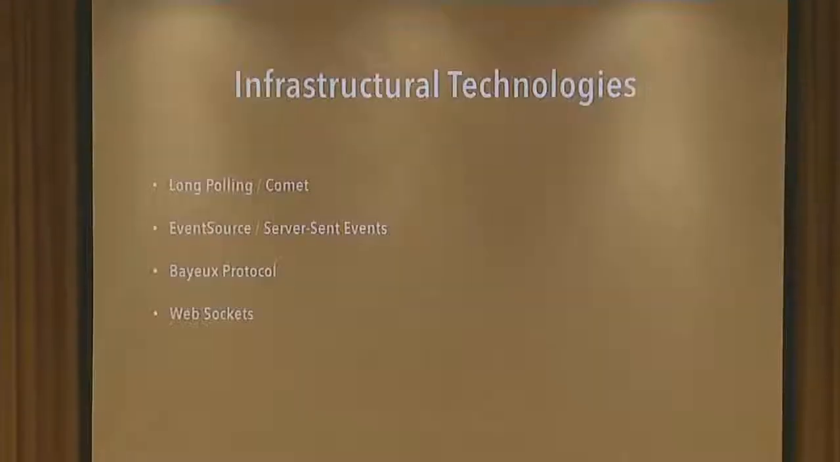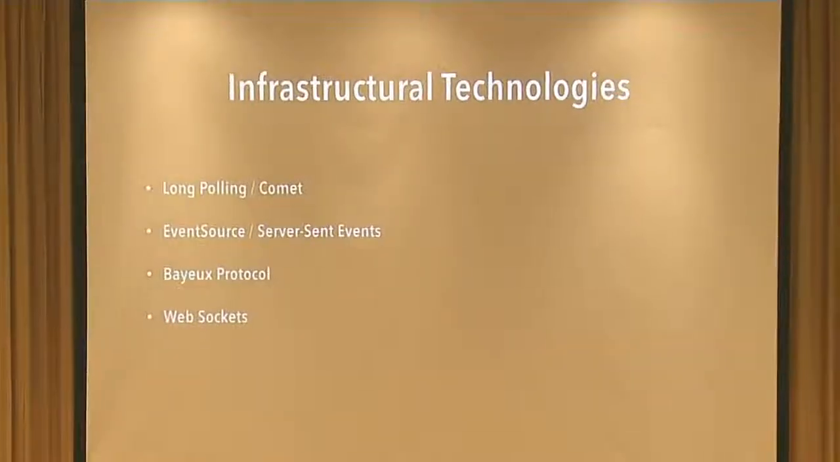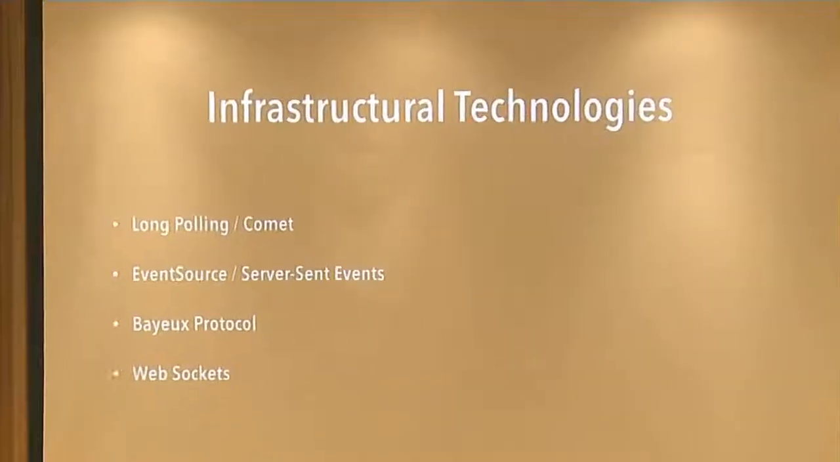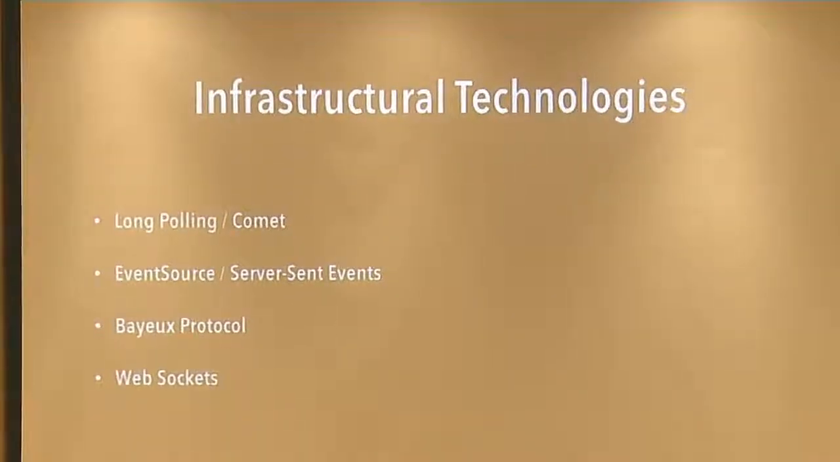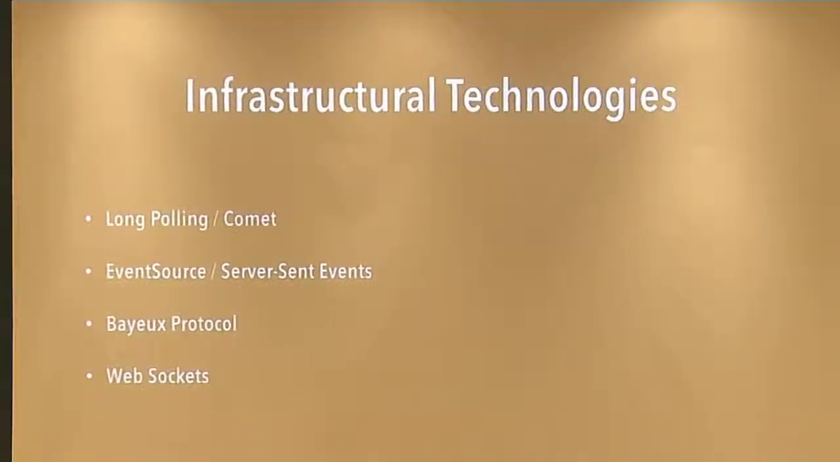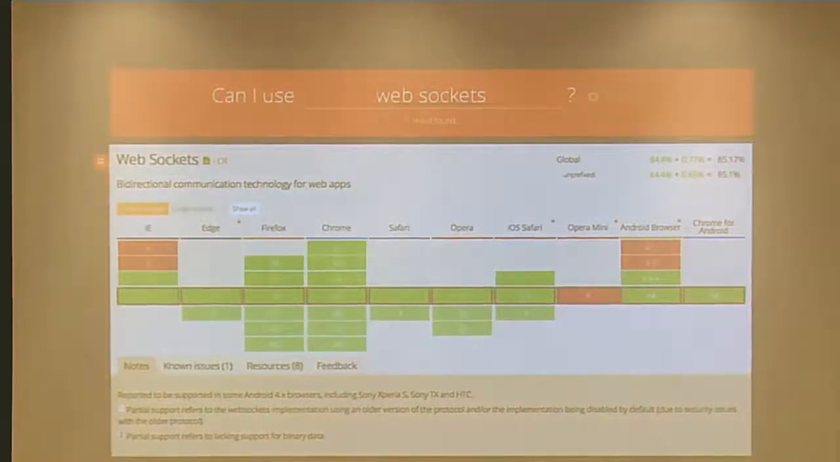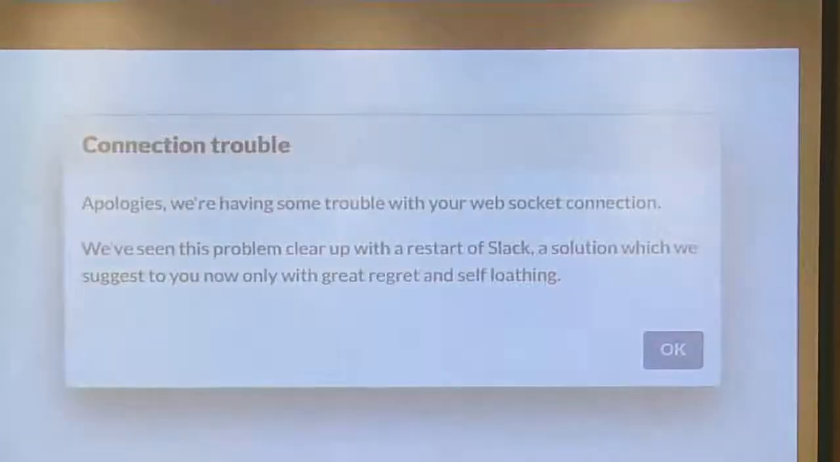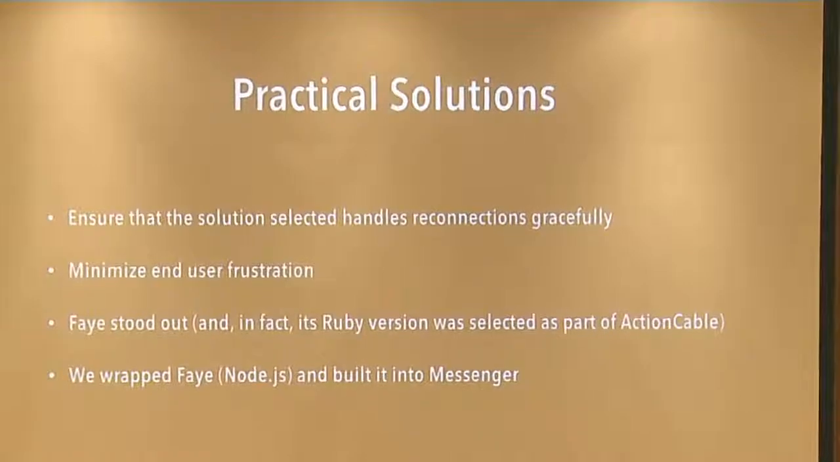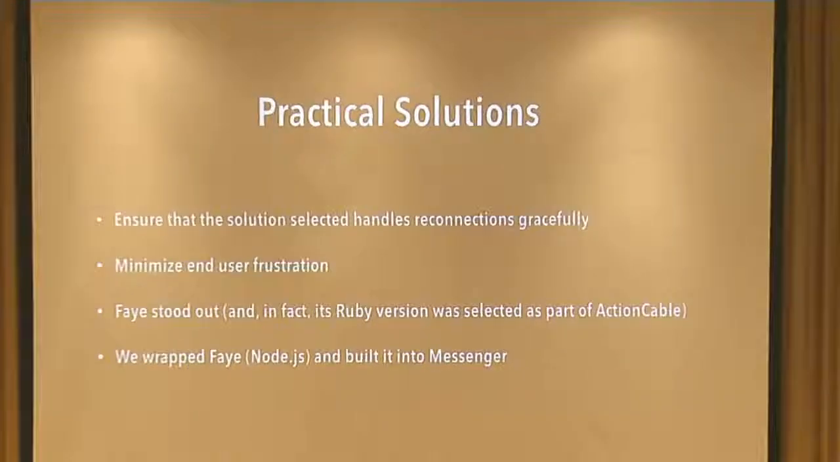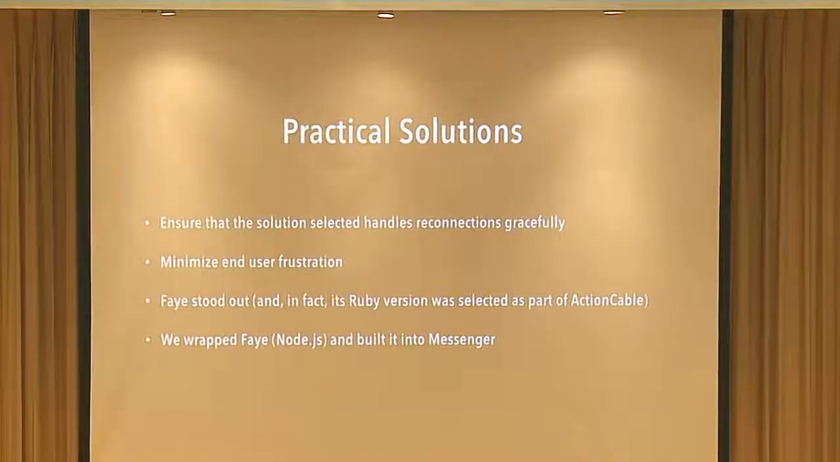So how do we do it? We looked at outstanding technologies. Initially there was long polling, or Comet. We looked at EventSource, and we looked at the Bayeux protocol. Eventually we found that we could probably use WebSockets, because they're fairly green and we only support the last two major versions of any browser. That was pretty nice, but then we found another issue, which is that WebSockets actually do break. They sometimes break when you don't want them to, and that caused a lot of issues in pre-production testing. So we had to go with a hybrid solution and use Faye for Node.